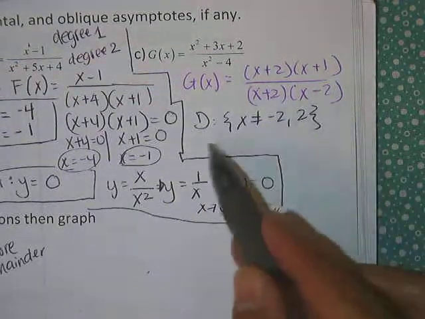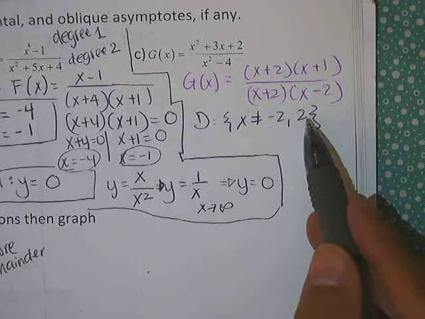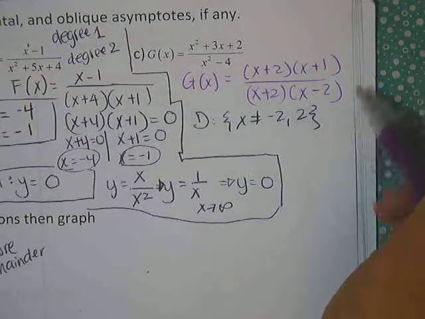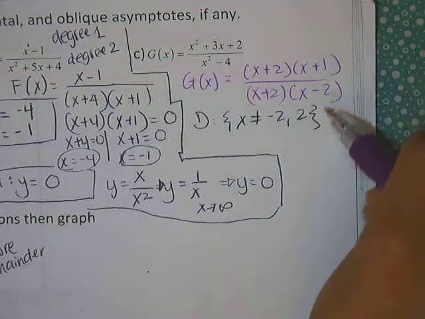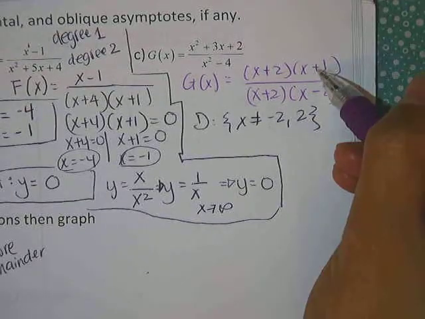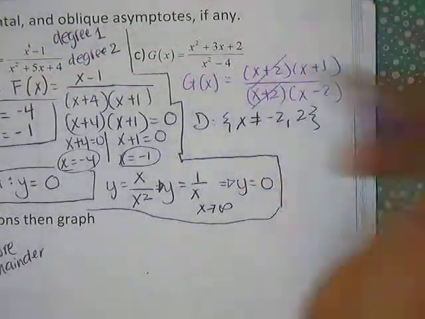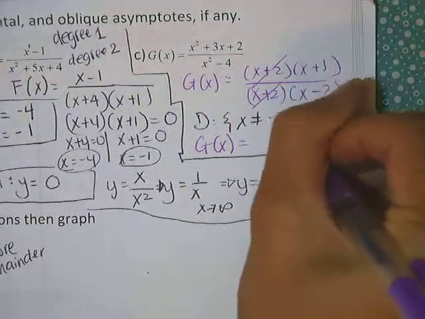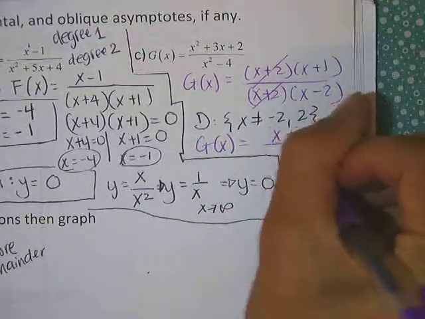Now, if you look at this right here, I'm going to tell you right now, for the domain, x can never be negative 2 and x can never be positive 2, because when I put in negative 2, that would make the denominator 0. When I put in positive 2, it also makes it 0. So therefore, the domain does not include negative 2 and positive 2. But it didn't really ask for the domain for this one. I'm just giving you that extra piece.